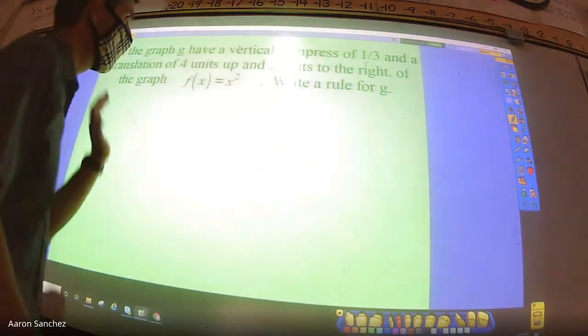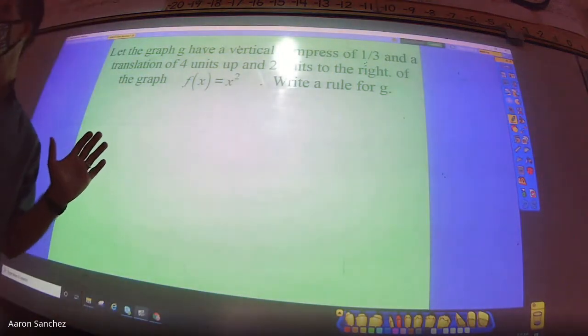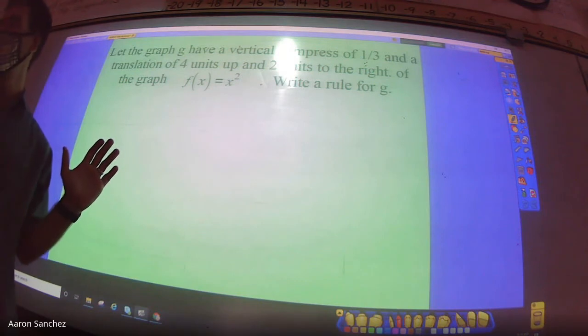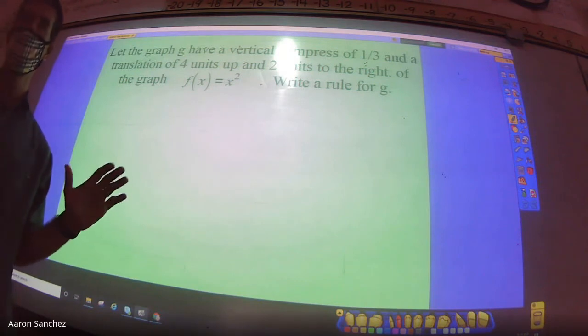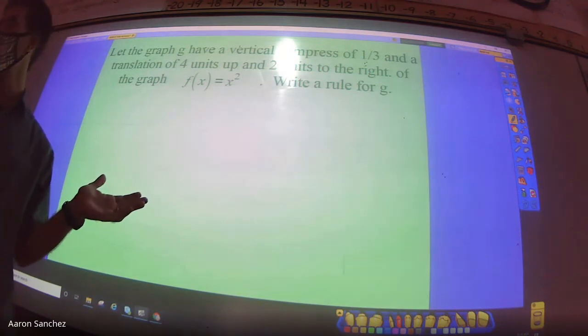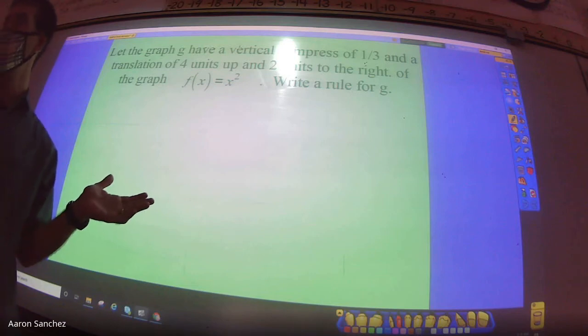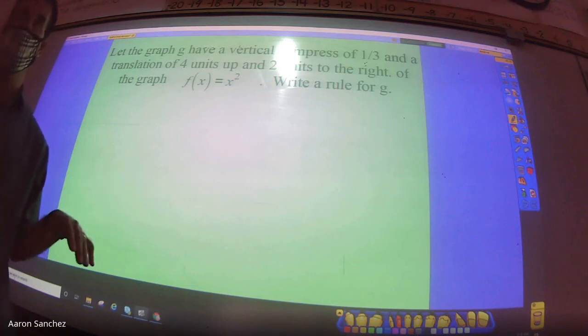Okay, so we have a graph. Let's get an idea of what is being asked here. Do you guys know what's being asked here? Just give me a blank stare if you know what's being asked here. Okay, good. Blank stare. Do you know what's going on, right? Okay, good.